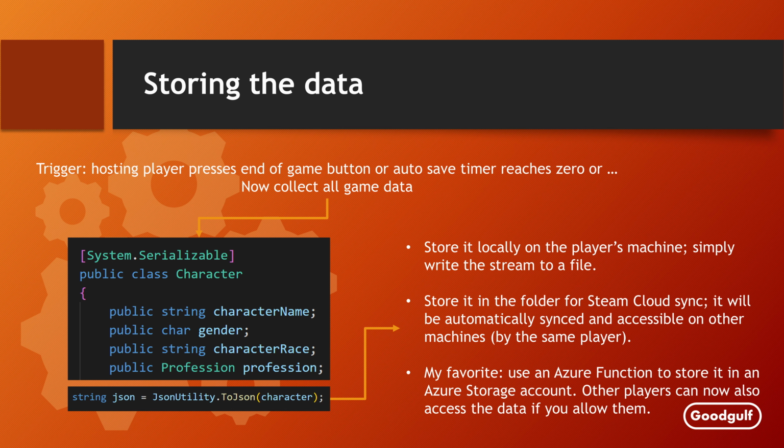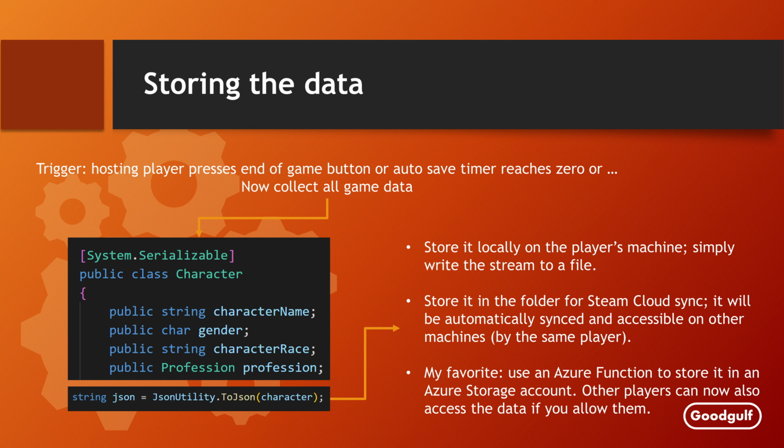And how does the storing of the data work? On a certain trigger, you collect all game data. Make sure you put it in a class which is serializable. You can then convert the instance of this class into a string using JsonUtility.ToJson. Now you can store the string wherever you want.